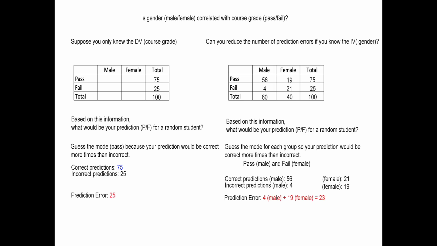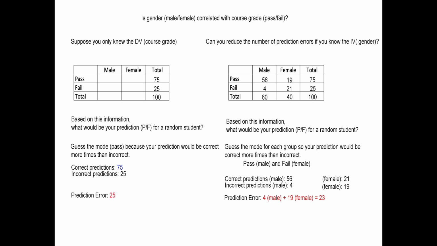Let's contrast the first scenario to our second scenario where we actually know the distribution of the independent variable. So here we have a crosstab, which may be produced from your actual observed data in your file. And here we can see that of the 75 students that have passed the course, 56 of those were male, 19 of those were female. Of the students that failed the course, 4 of those were male and 21 were female. That gives us a total of 60 males and 40 females. We asked the same question here for our second scenario. Based on the information, what would your prediction be, pass-fail, for a random student? The big difference is, knowing the independent variable, we can make a prediction or a guess for each category that we have for our independent variable.